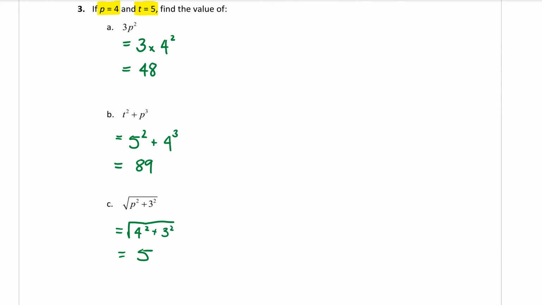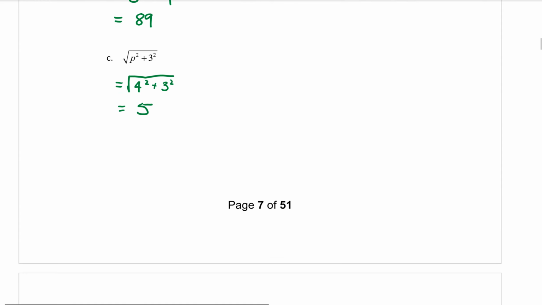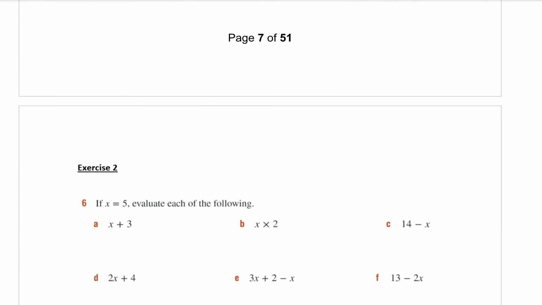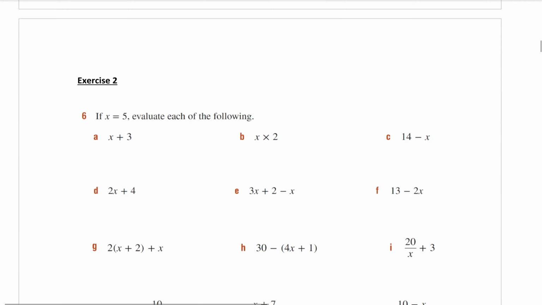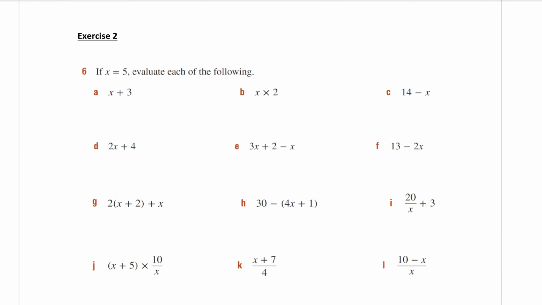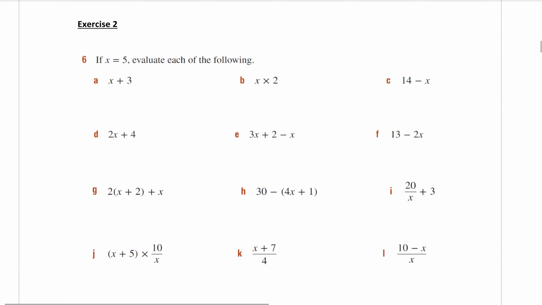All right. So you have got the next couple of pages. So exercise 2 is your work for this lesson. It is a few pages. Please try to get as much done as you can, and remember to ask for help if you need it.